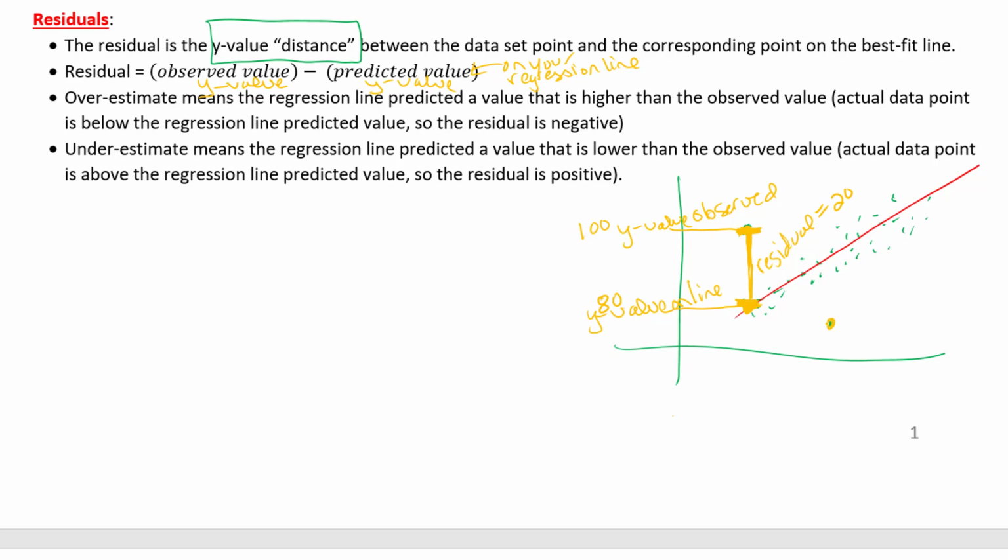Similarly, if we have a data point below the line of best fit, its y value down here maybe is 70, and up here the y value on the actual line, say that's 90. So the residual is always the value on the point minus the value on the line. So the residual here would be negative 20. Just note then, an overestimate means your regression line is predicting a value that's higher than the observed value, and an underestimate means your regression line is predicting a value that's lower than the observed value. See the next videos where we'll get into some examples of all this.